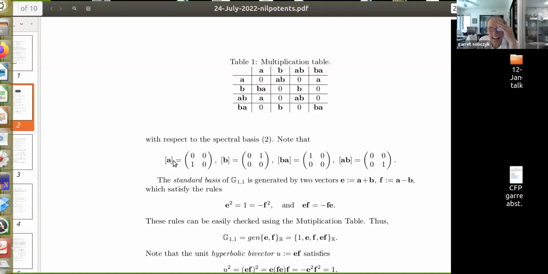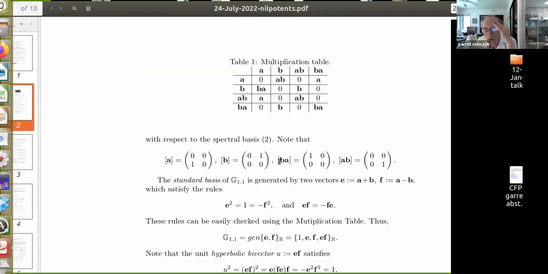Okay, here I'm saying the matrix of the nilpotent A is this matrix 0, 0, 1, 0. I call that the matrix of A. The matrix of B is the matrix 0, 1, 0, 0. Well, you can see if you square these matrices, you get 0. Yes, indeed.